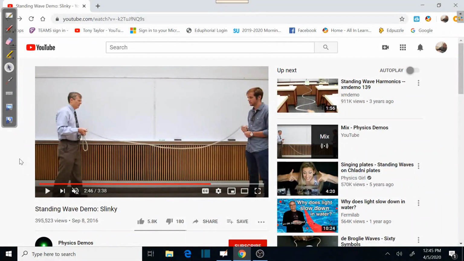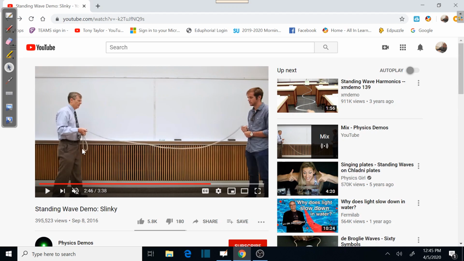Hello everyone. In this unit so far, we have been talking about waves and their characteristics. All of us are familiar with waves, or we should have some experience in dealing with waves. So let's look at an example here of a man creating waves along this slinky.